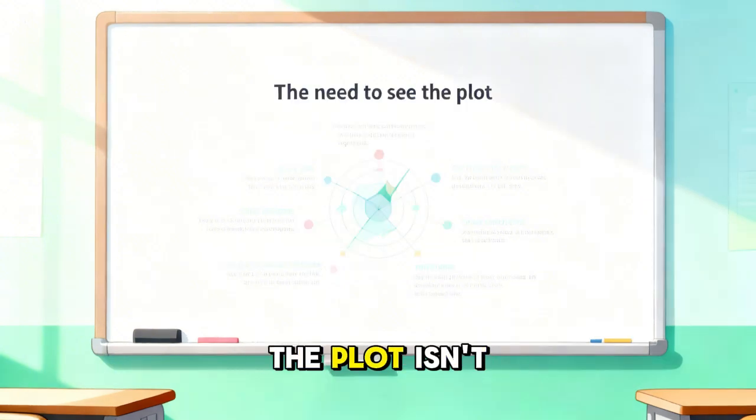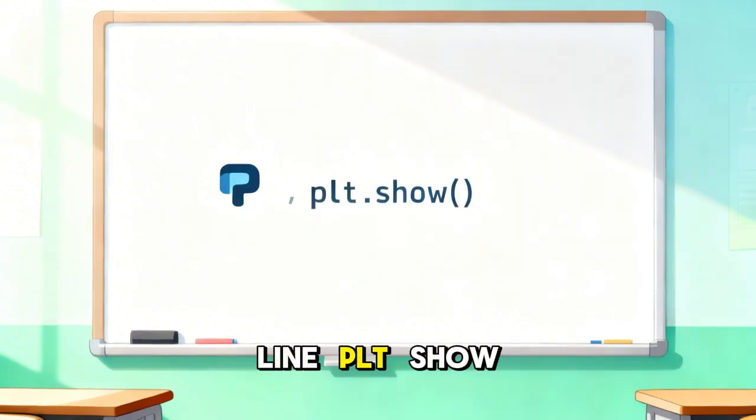But just creating the plot isn't enough. We need to actually see it. To do that, we add the line plt.show(). When you run your script, a new window will pop up showing your histogram. You'll see bars of different heights, where each bar represents a range of scores, and the height of the bar shows how many students achieved a score in that range.